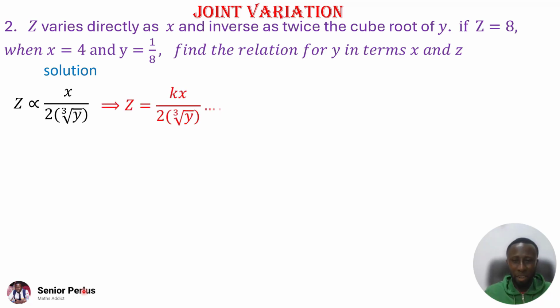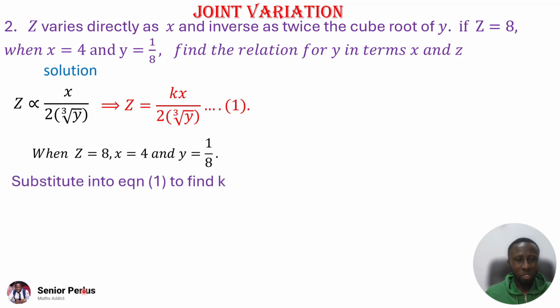So let's form our equation where we introduce the k to remove the vary sign. Where k is the constant of proportionality. So then we're given this in the question. So you just do the substitution. Substitute this one into equation 1 to find k, because they are not asking you to find k, but substitute and you find k. Okay, good.